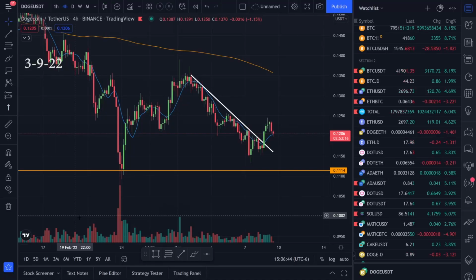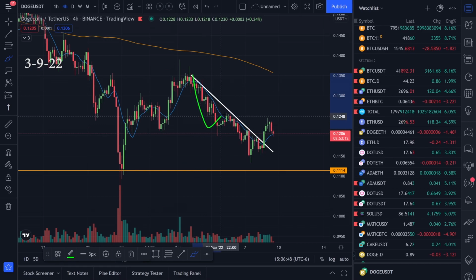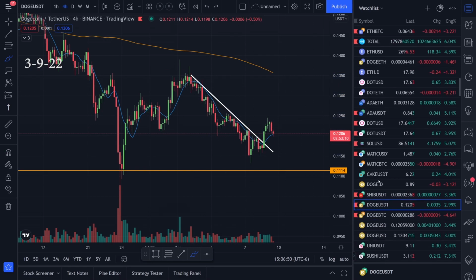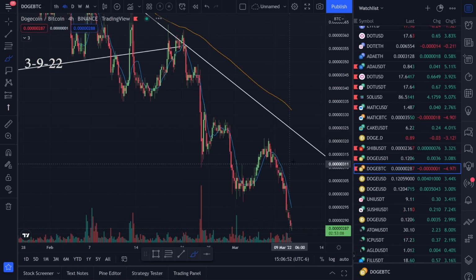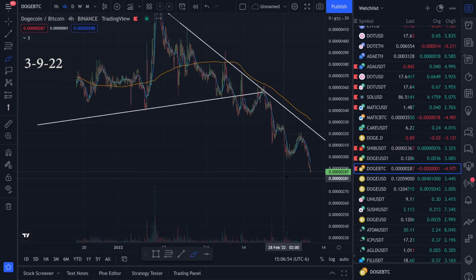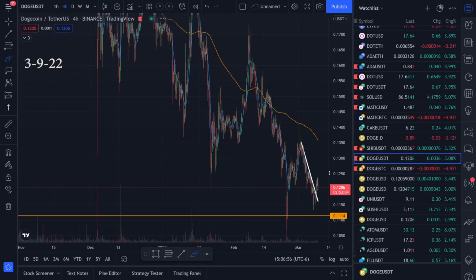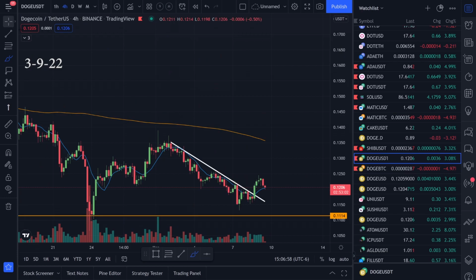Let's take a look at the chart action for Dogecoin. In this video, we'll be taking a look at the Dogecoin price, and then we'll also be taking a look at the Dogecoin compared to Bitcoin chart. So let's go ahead and jump into the Dogecoin price, and I'll show you what I'm looking at.